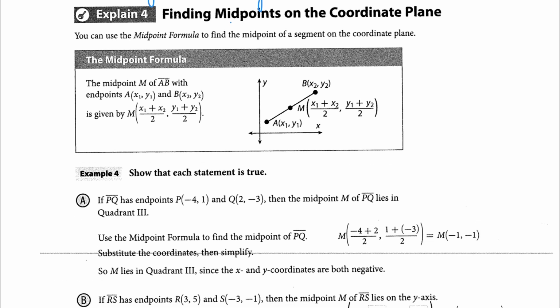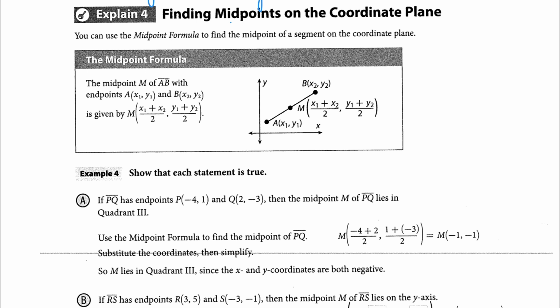You can use the midpoint formula to find the midpoint of a segment on the coordinate plane. Essentially what they do is they find the average of the x coordinates and the average of the y coordinates to figure out the midpoint. Show that each statement is true. If segment PQ has endpoints P at -4, 1 and Q at 2, -3, then the midpoint M of segment PQ lies in quadrant 3.